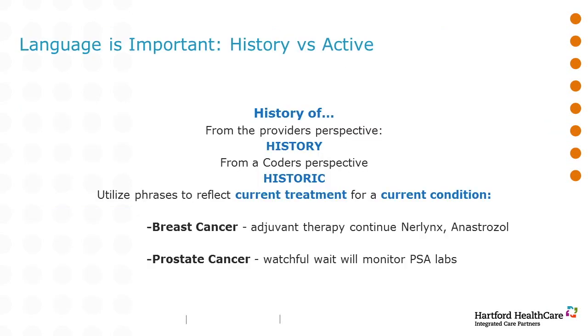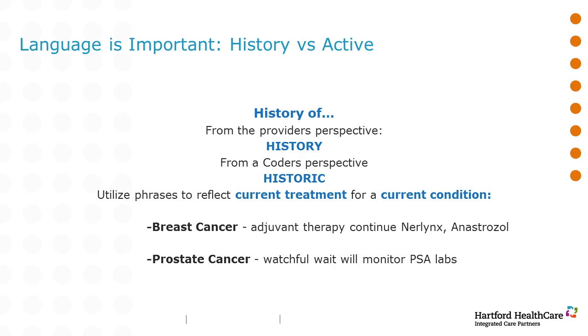Language is important, especially when it comes to cancer coding. History versus active. History of is really from a provider's perspective. History, from a coder's perspective, means historic, no longer active. Utilize phrases to reflect current treatment for a current condition.